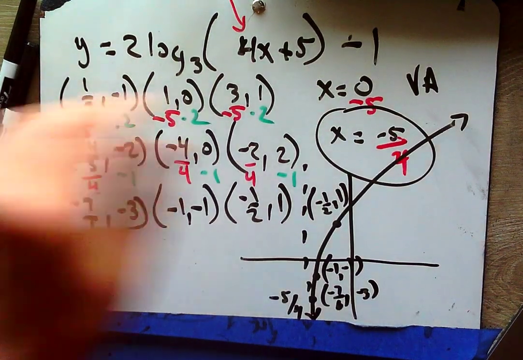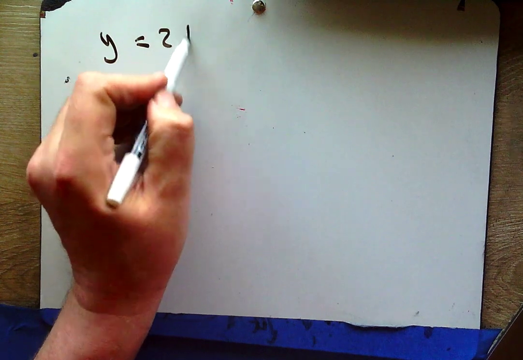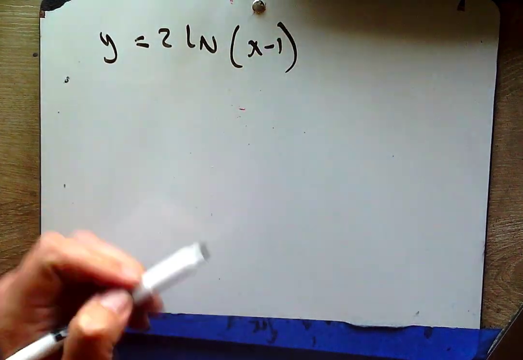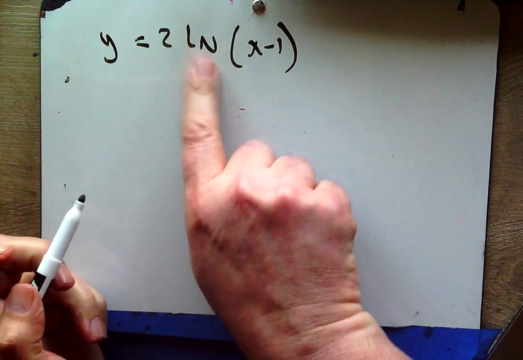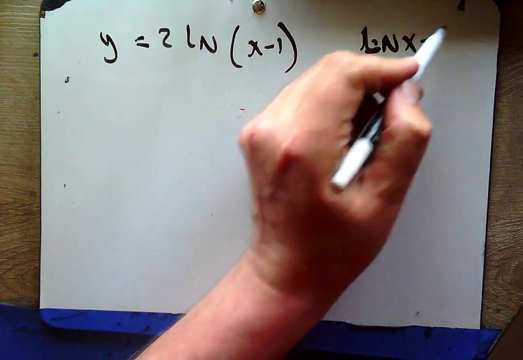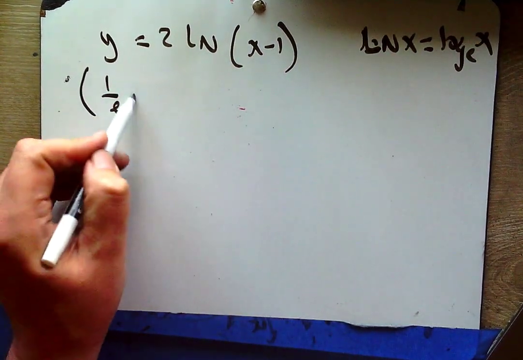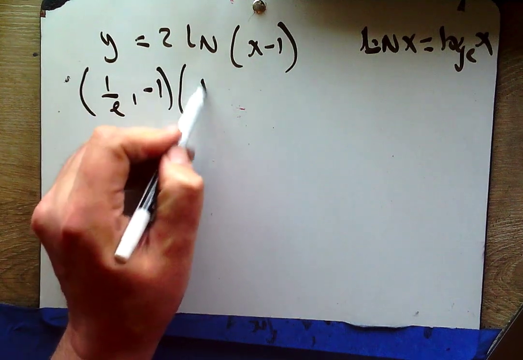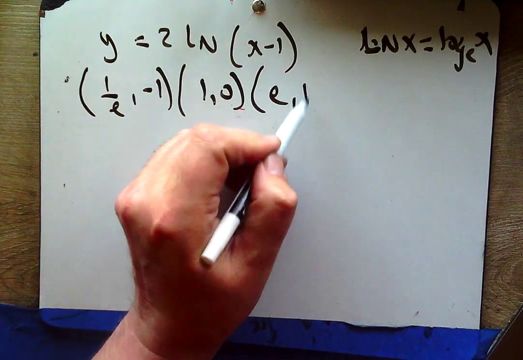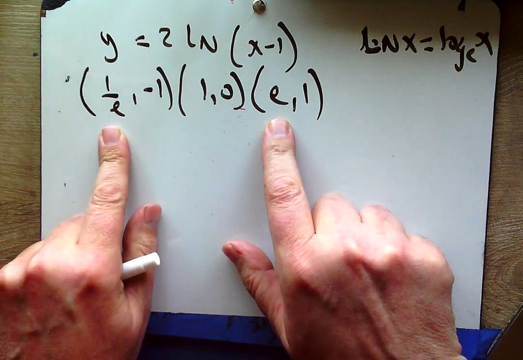Okay, well, I hope you're feeling pretty comfortable and confident with this. If not, you should definitely let me know. And oh, by the way, we really do expect you to be able to graph this. Remember, this is log base e. ln of x is log base e of x. So my reference points are 1/e, -1; 1, 0; e, 1. You can always decimalize these if it's a calculator active problem.